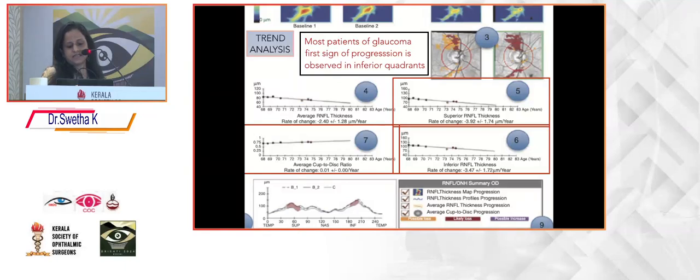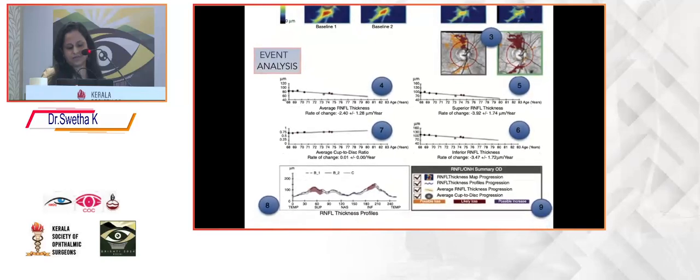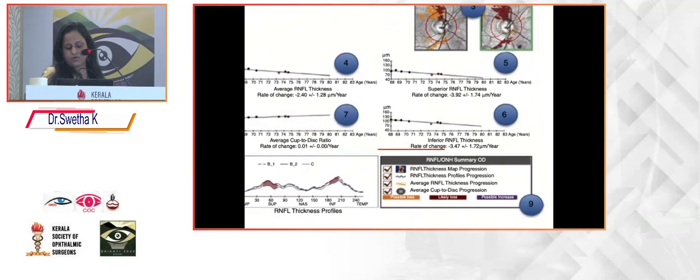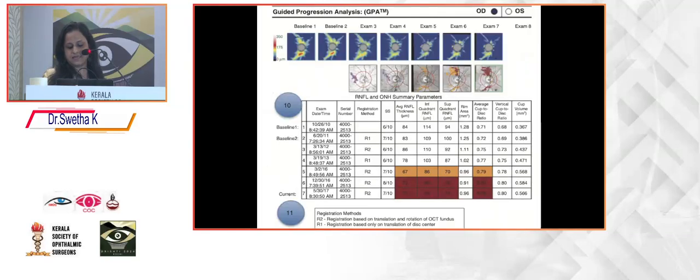In trend analysis, in most patients of glaucoma, the first sign of progression is observed in the inferior quadrant, so you have to focus on that inferior quadrant. You have the RNFL thickness profile here, similar to what I showed before, and any changes will be shown as red. So these are the areas where we have to be careful. At the end you have the RNFL and ONH summary, showing whether there is any significant progression or not. If there is significant progression, it will be given as a red tick.